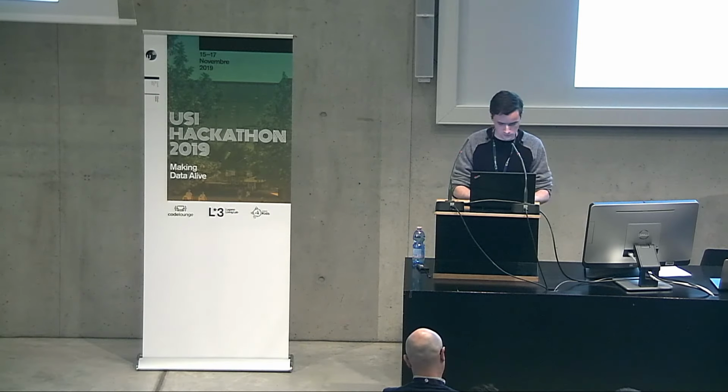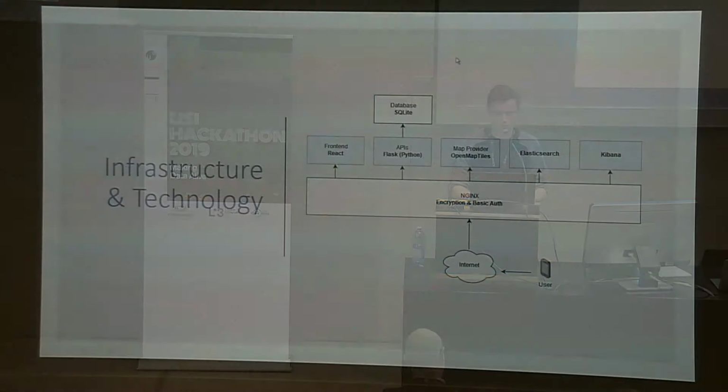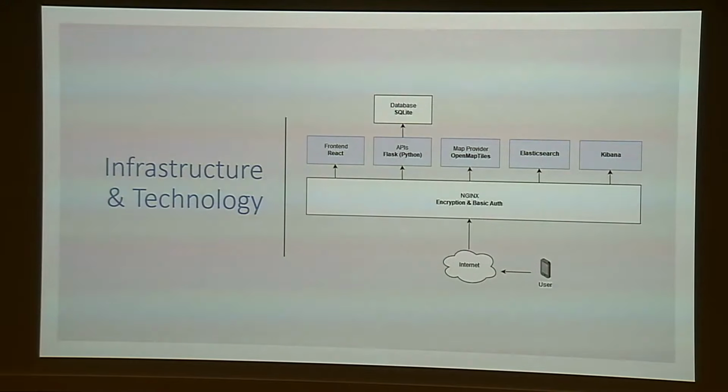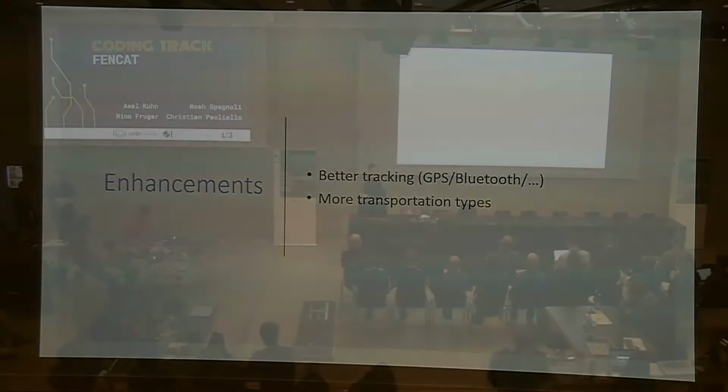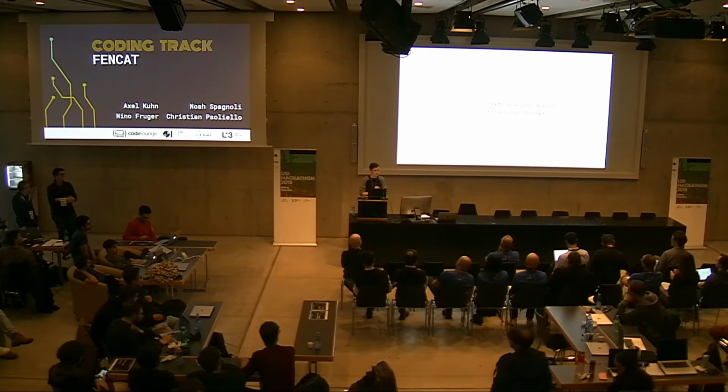So for the technology, we deployed everything on a server behind an Nginx server, which provides encryption and basic authentication to protect the data. The front end was coded using React. We used Python for the APIs. We also deployed our own map provider, and Elasticsearch for the data that was provided to us. And sure, we can improve this with better tracking and more transportation types. That's it. Thank you very much.